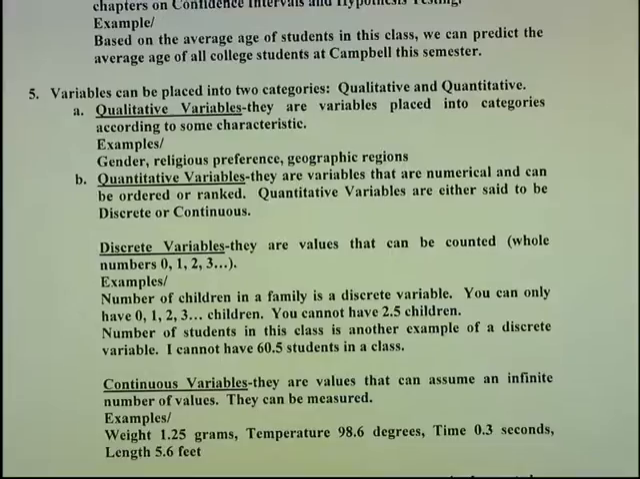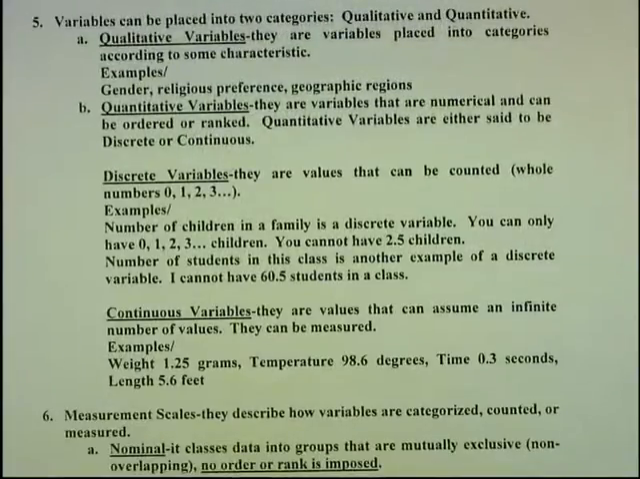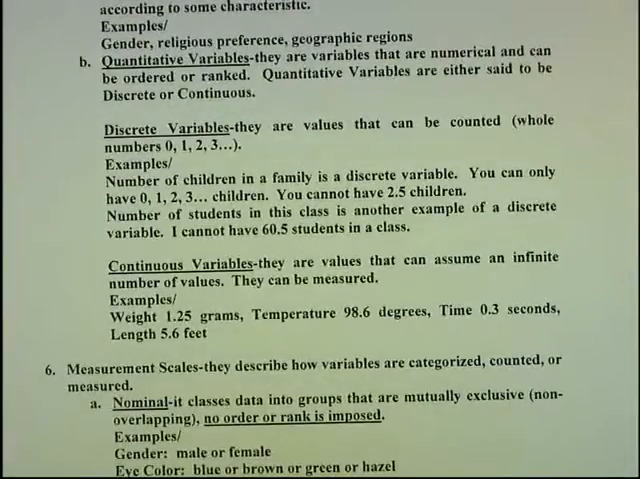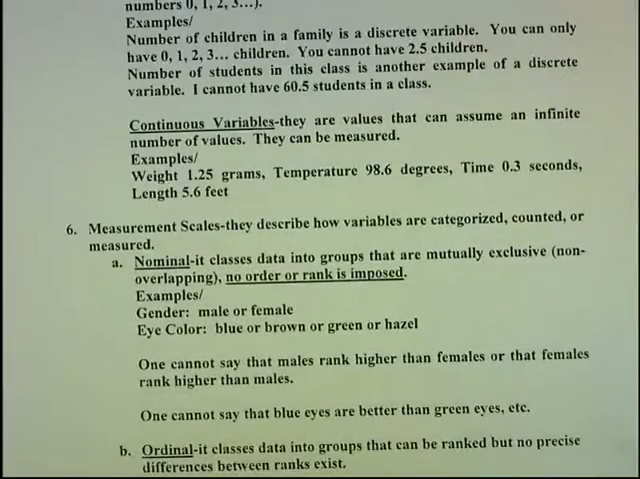Quantitative associates a number or a numerical value, and can be broken down into either discrete or continuous. If a quantitative variable is discrete, that means it's countable. It is a whole number like 0, 1, 2, 3. Number of students in the class: I have 60 students, not 60 and 1/2 students. You cannot have half a person, so that would not make sense at all. Continuous variables are measurable, for example, weight and temperature and time and length. Measurement scales are perhaps the most difficult terms to learn in the particular chapter on vocabulary.